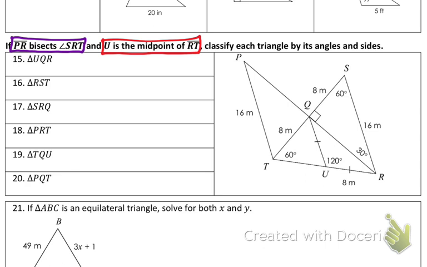All right, so when you read the word bisect angle, if you remember from your pink sheets, bisecting an angle means it creates 2 congruent angles. It cuts an angle in half. So what you need to do is you need to locate that PR and that SRT. Let me just highlight it. So this is my PR. And this angle here is my SRT.